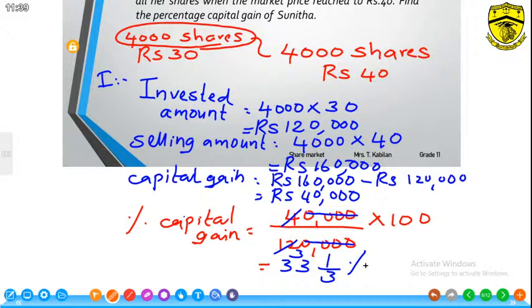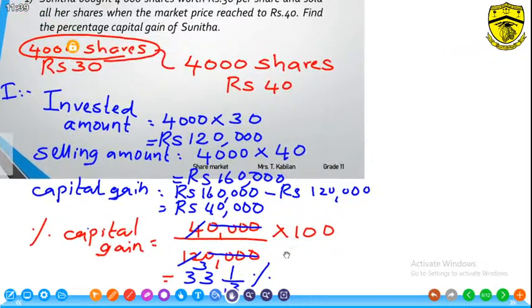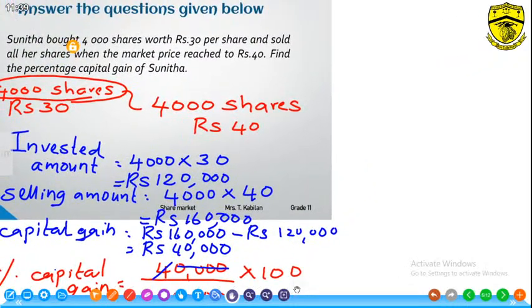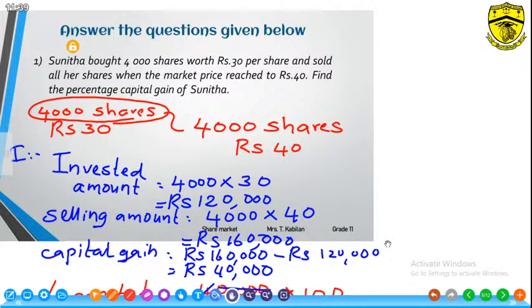Okay, method 2 is finding the percentage of capital gain through the capital gain per share. First of all, we find the capital gain per share.